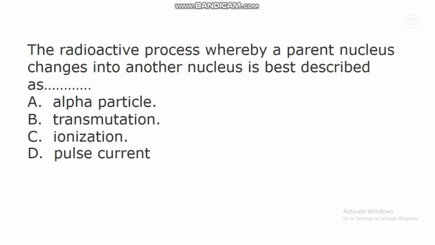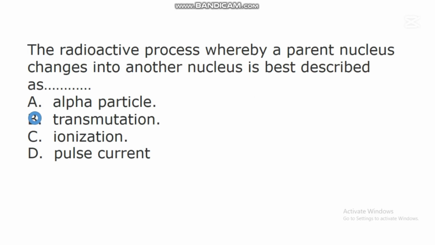The next question says, the radioactive process whereby a parent nucleus changes into another nucleus is best described as dash. A. Alpha particle, B. Transmutation, C. Ionization, D. Pulse current. In this question, the correct answer is B. Transmutation.